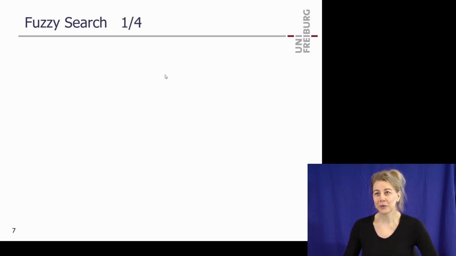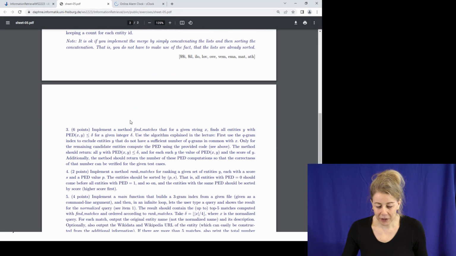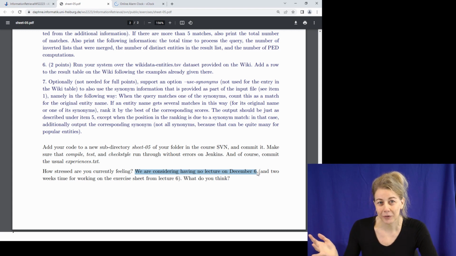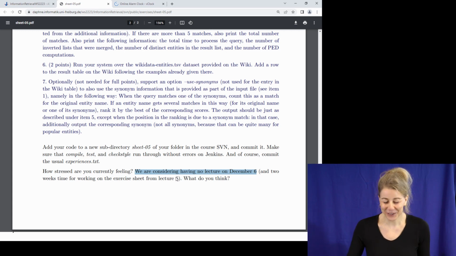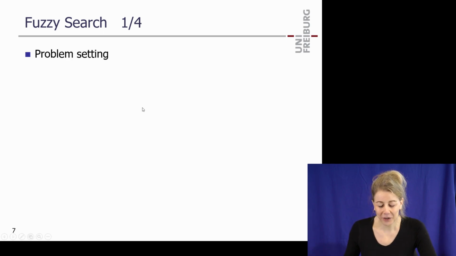Okay, so let's get on with the lecture. Probably will need a little longer today. You can already think about that: the last question on this exercise sheet is, how stressed are you feeling? We are considering having no lecture on December 6th. That's 2 weeks from now. So you would then have 2 weeks, a little more time to practice your math, and also another 2 weeks to work on the exercise sheet from the week before. Let us know what you think, whether you think that's a good idea or a bad idea. And so maybe we take a little longer today, and then we have a week off.